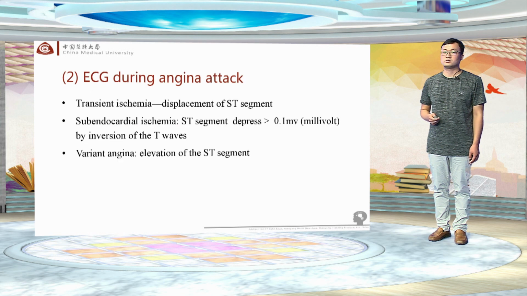Second, ECG during angina attack. When the patient suffers from an angina attack, we may find ECG changes, especially the displacement of the ST segment. For patients with subendocardial ischemia, we can find ST segment depression of more than 0.1 millivolt, or inversion of the T waves. For patients with variant angina, we may find elevation of the ST segment.